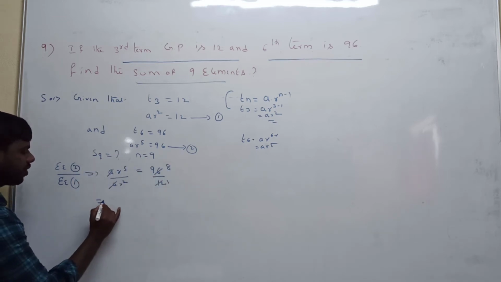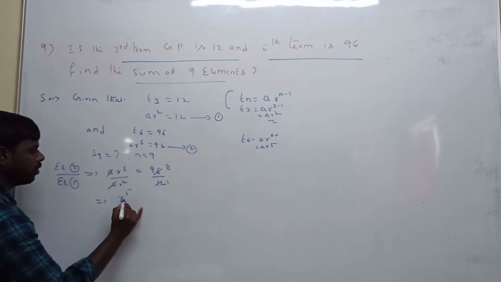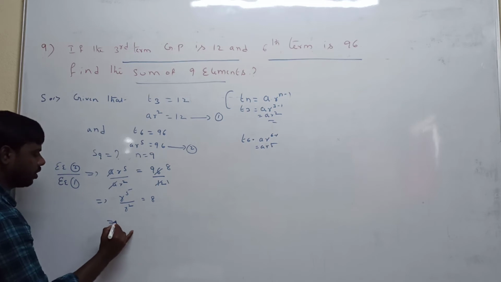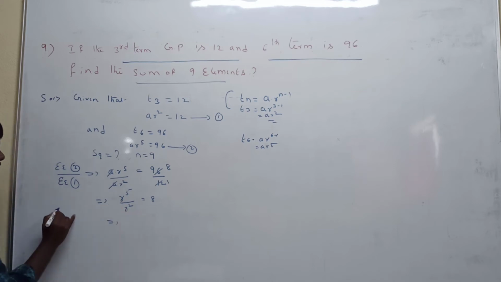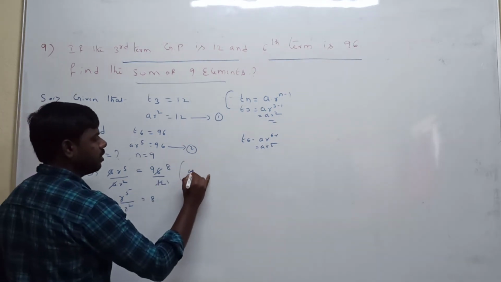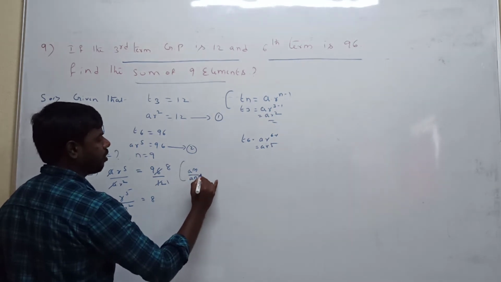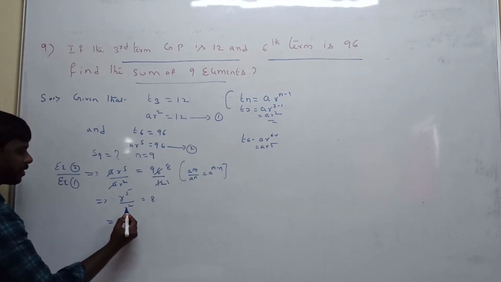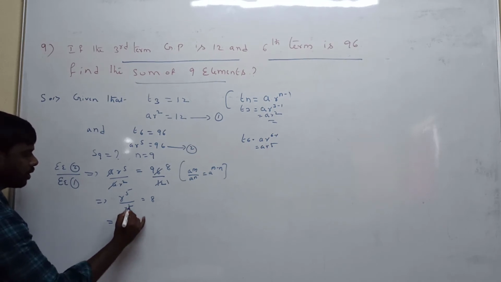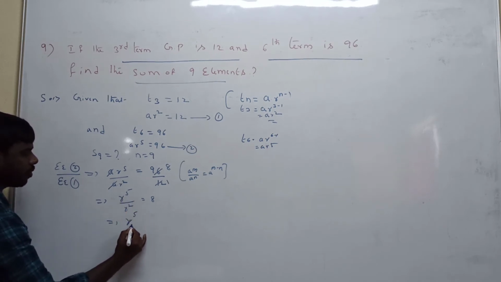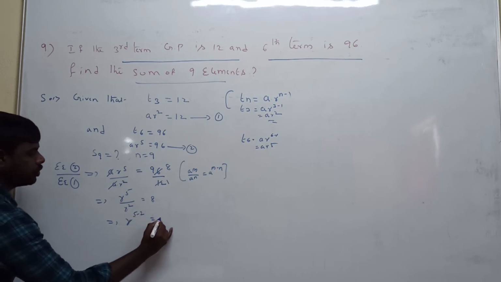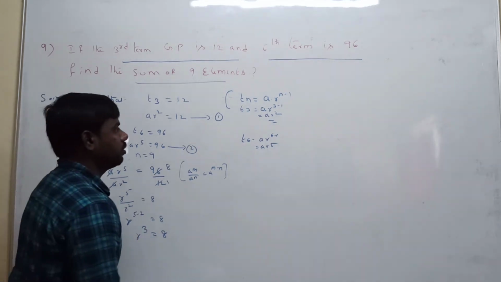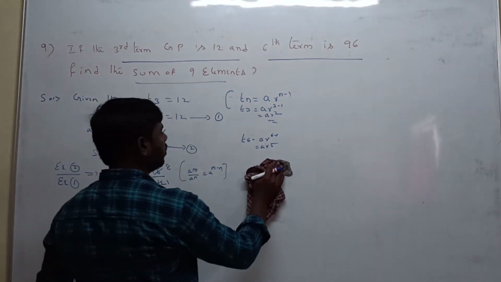Now what is the left side? r to the power of 5 divided by r square is equal to 8. This can be written using the formula a power of m divided by a power of n is equal to a power of m minus n. Like here, applying the formula, r to the power of m minus n, where m minus n is 5 minus 2, is equal to 8. Now r cube is equal to 8.